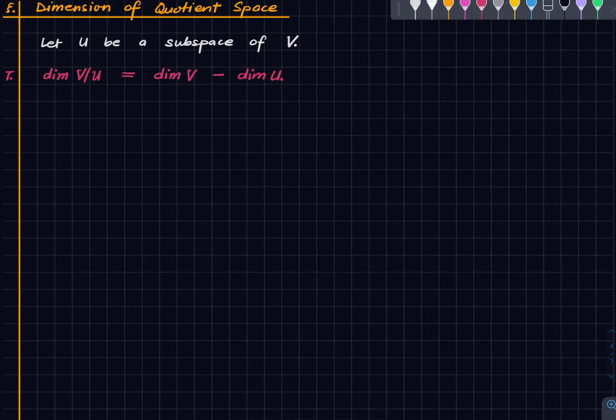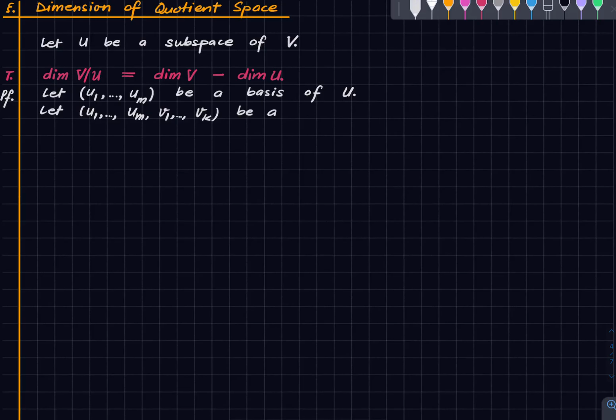Okay, and the proof is also very simple. The proof is, just pick a basis for U. Okay, we have a basis for the subspace, and by the extension theorem that we recalled in the beginning, we can extend this to a basis of V, because after all, these are in particular linearly independent. So we can find vectors V1 up to Vk such that the appended list is a basis for the parent space.